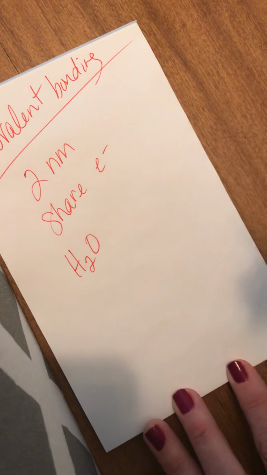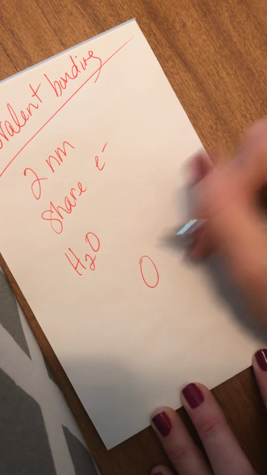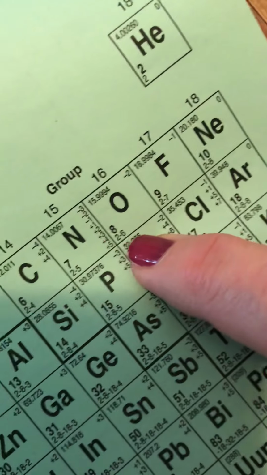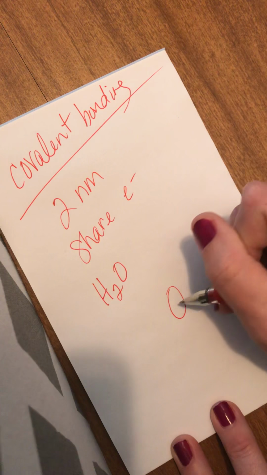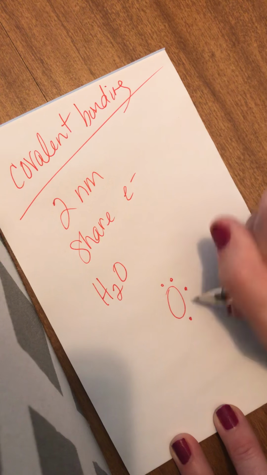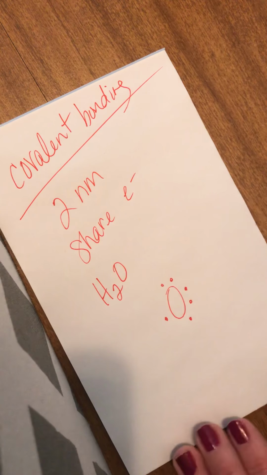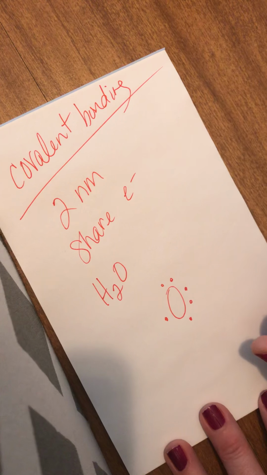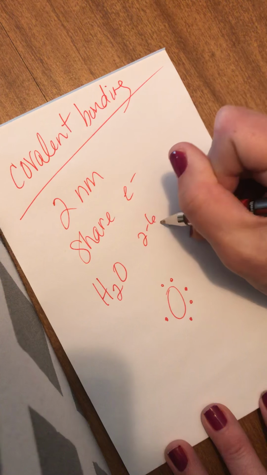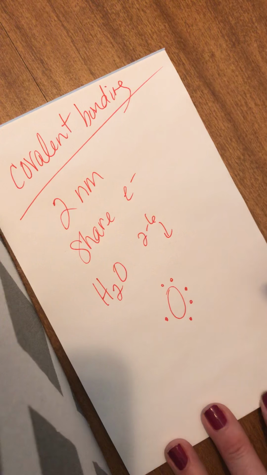Oxygen, if I go ahead and do its Lewis dot diagram, I go look up oxygen on the periodic table, and oxygen's electron configuration is 2-6. So that tells me I need 6 electrons on it. Spot 1, spot 2, spot 3, spot 4, spot 5, spot 6. So that's the electron configuration and the Lewis dot diagram for oxygen. It was 2-6, so I use the 6 valence as the 6 dots.